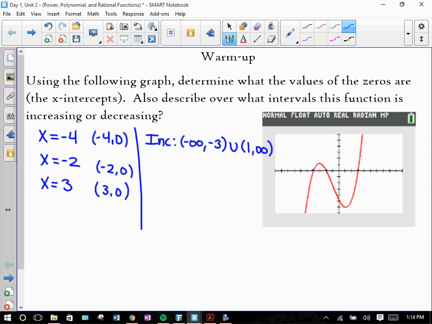Okay? So, decreasing. -3 to 1. Anywhere else? Good. Alright. Questions about that? Consider negative infinity to -3 and 1 to infinity. Okay.